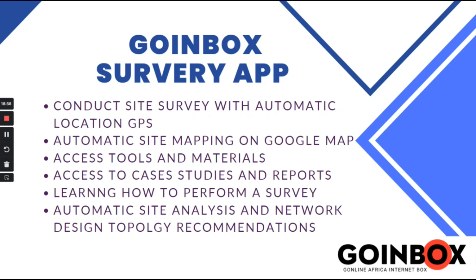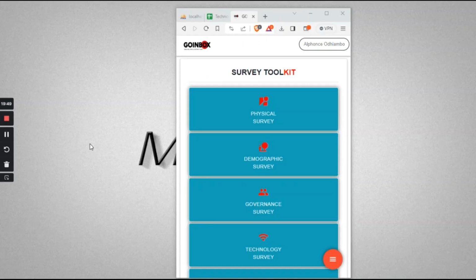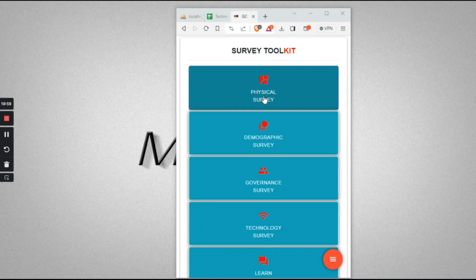And finally, there is an automatic site analysis. Once you finish doing a particular survey of a particular site, you'll be able to see a recommendation on how that site performs in terms of demographic, physical, governance, and the rest. This will help you to design and come up with a scalable network topology and a sustainable business model. This is the tool.